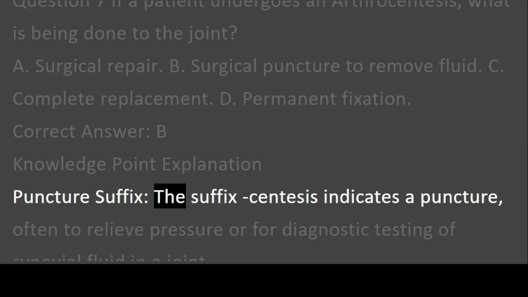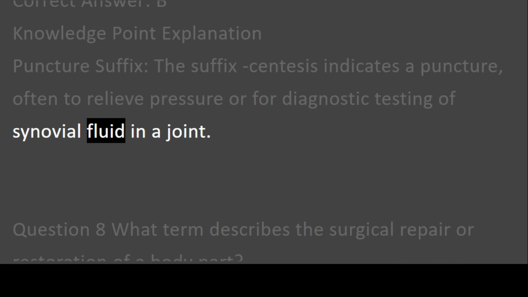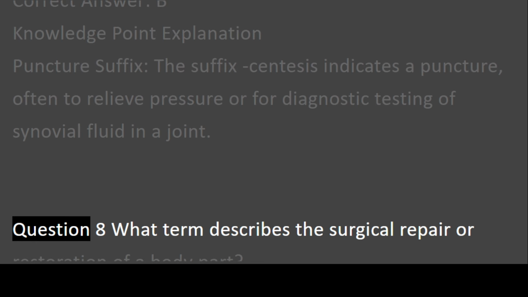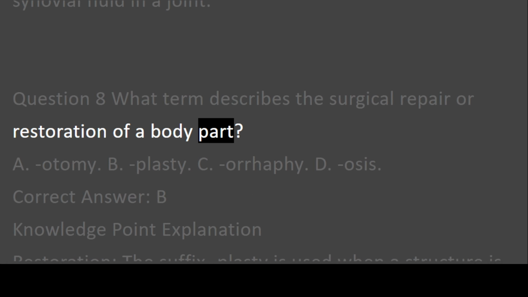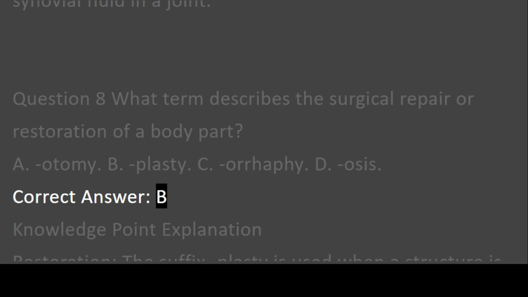Puncture suffix. The suffix centesis indicates a puncture, often to relieve pressure or for diagnostic testing of synovial fluid in a joint. Question 8. What term describes the surgical repair or restoration of a body part? A. Otomy. B. Aplasty. C. Oriphy. D. Ossus. Correct answer, B.